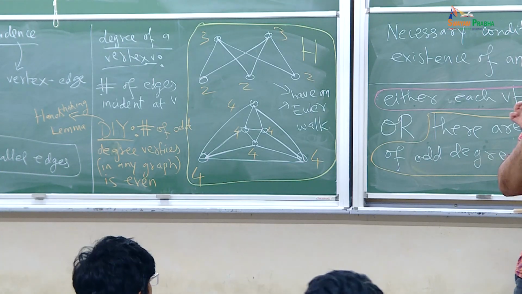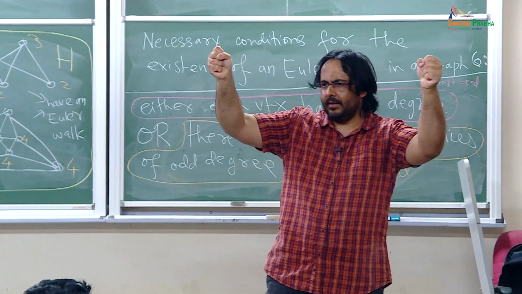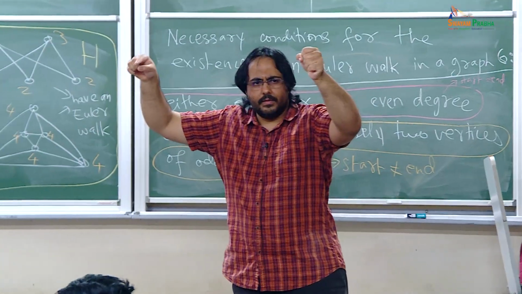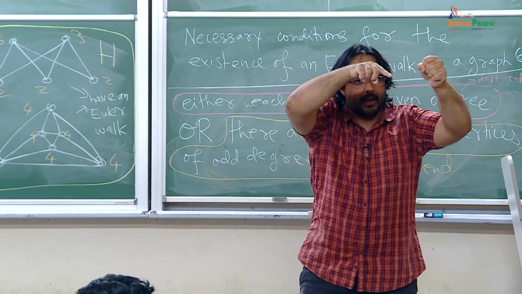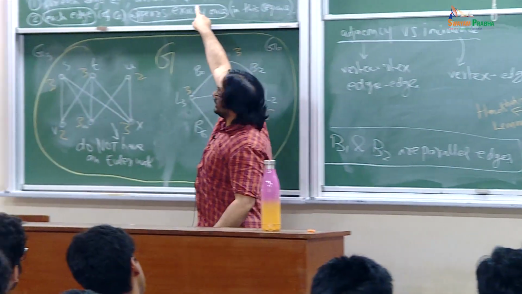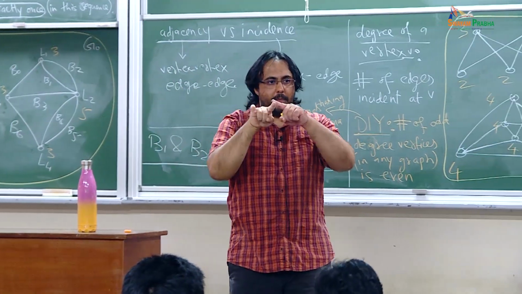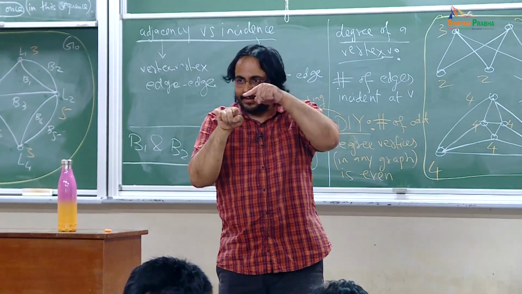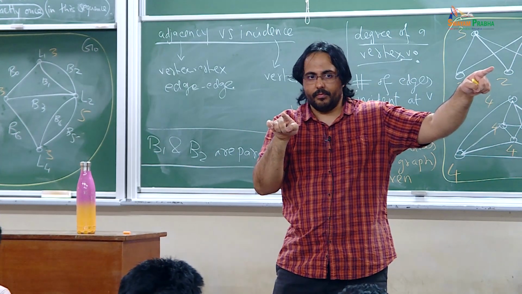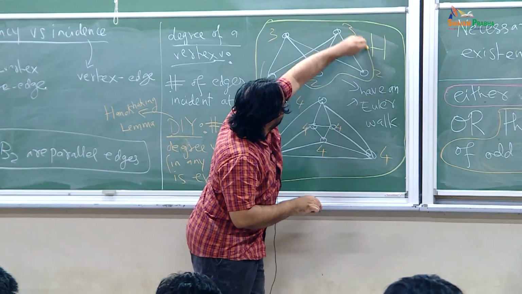Can I make it simpler? Can I just say something about any two vertices? For any two vertices U and V, can you now complete it? There is a walk that starts at U and ends at V. Remember, we defined walk before we went to Euler walk. Walk is just the first condition. So for any two vertices U and V, there should exist a walk that starts at U and ends at V. This is true in this graph.